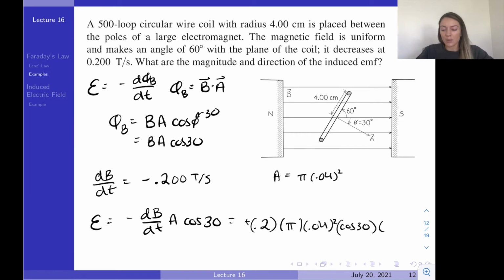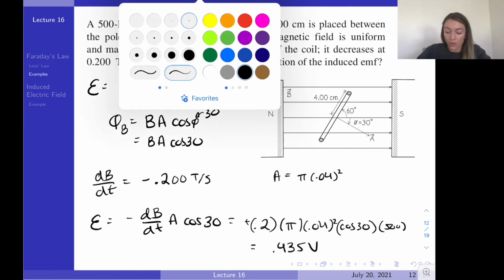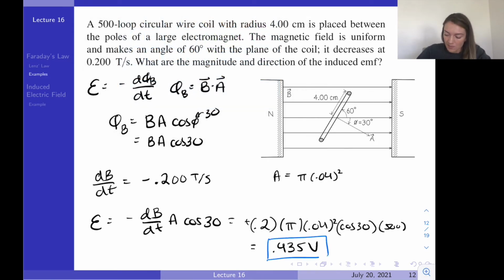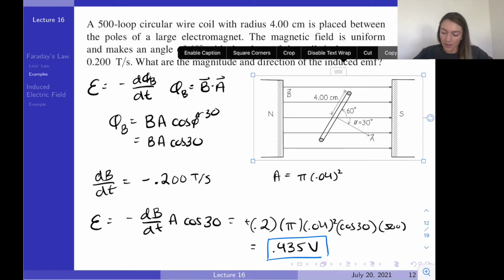And then also don't forget that we have 500 coils in here. So we want to multiply this whole thing by 500, because when you have multiple coils stacked on top of each other, you have to multiply by the number of coils. So we'll multiply by 500, and then we can just multiply all of this in our calculator, and this comes out to 0.435 volts. So this is the magnitude of our EMF.